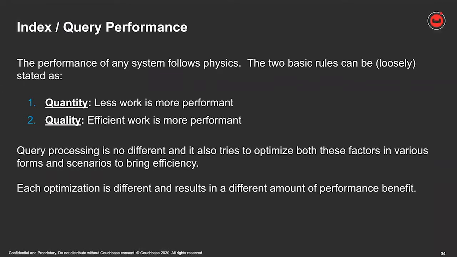For querying index performance, it's going to follow physics. There's 2 basic rules here. We can say quantity and quality. Quantity, less work is more performant, and quality, efficient work is more performant. And query processing is no different. It tries to optimize both of these factors in various scenarios to bring optimizations and efficiency, right? Less is more.